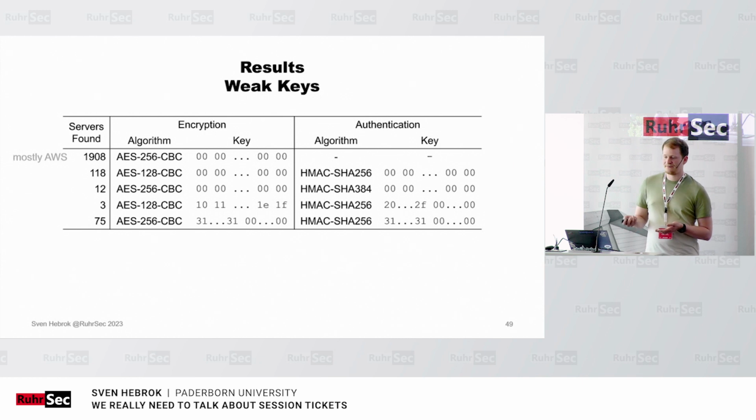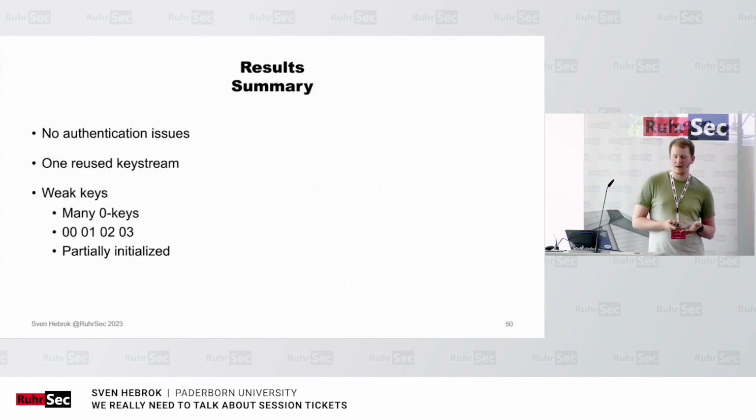So in summary of our results, we've seen no authentication issues, which is good. We've seen 1 reused key stream that shouldn't happen, and we've seen a lot of bad keys. Many 0 keys, a few counting keys, and a few that are only partially initialized. So where does this leave us?